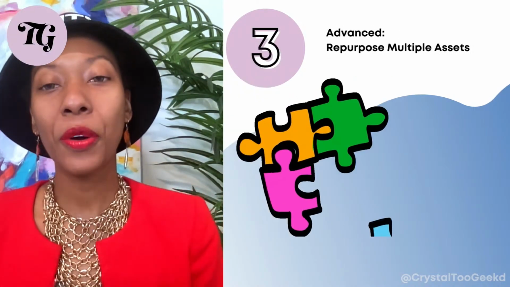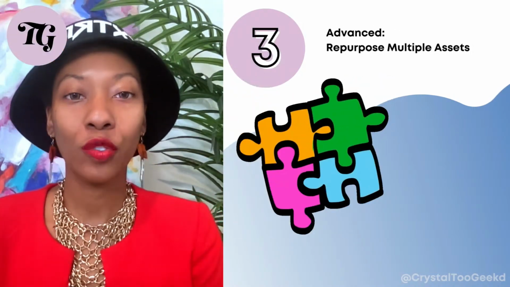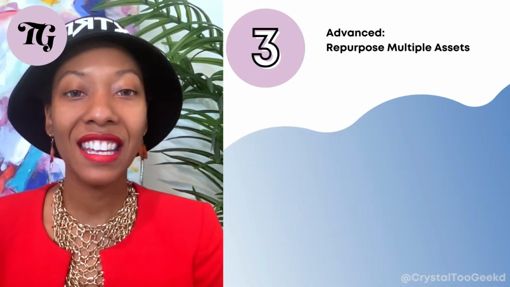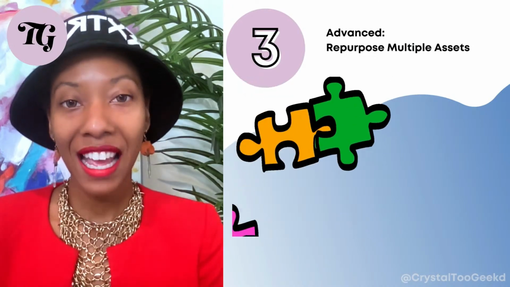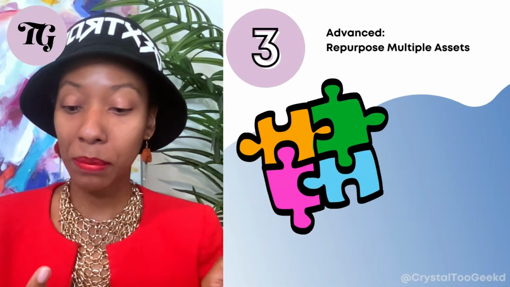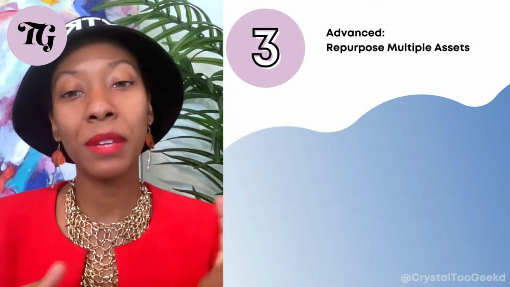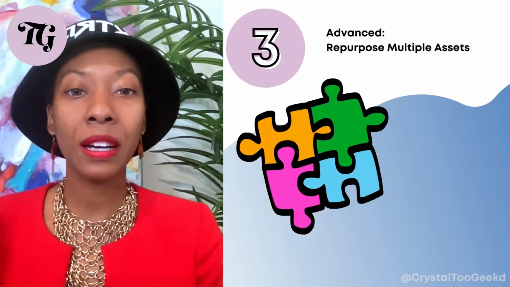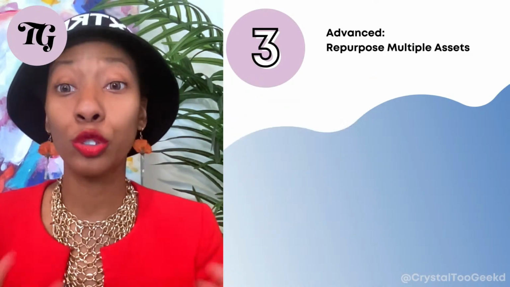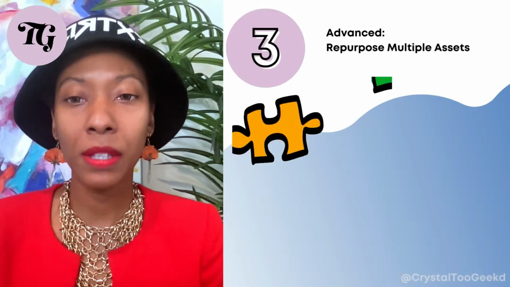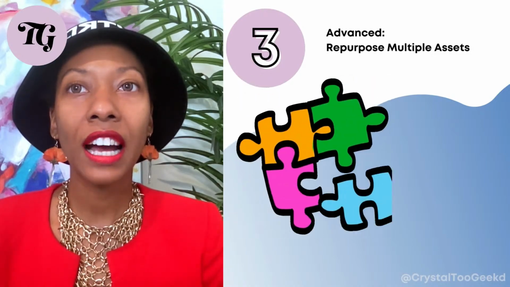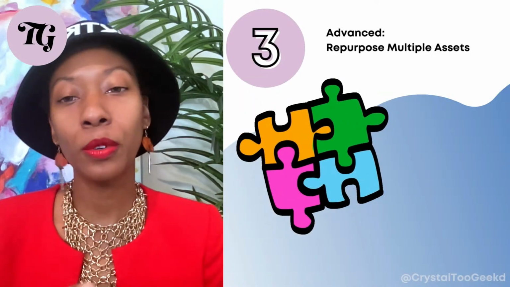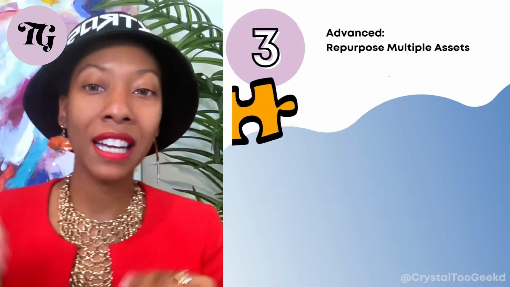All right. So the last way I want to talk about as far as repurposing content is repurposing multiple assets. And I say assets because this can be video assets, this can be audio assets, this can be written assets, right? So you can combine these different things and create a new story. And I say this is advanced because I feel like you probably see this a lot, especially when people do vlogs and things like that. They're combining the clips.